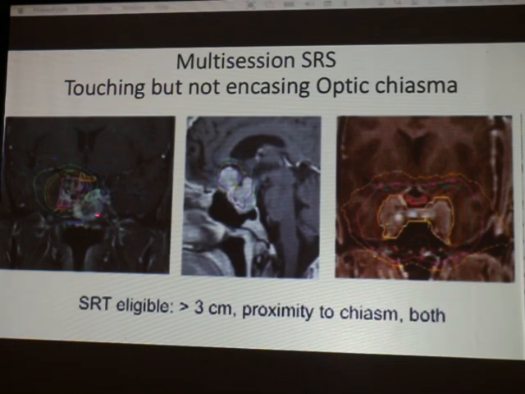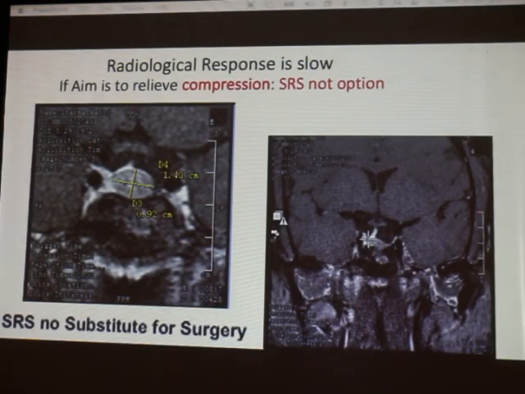So if the tumor is touching the optic chiasm, I have already told you that SRS is not an option. You might have to fractionate, maybe 5 fractions or maybe 25 fractions of radiation you need. And the important point to remember: if there is a compression of the optic nerve or there is a compression symptom, then radiosurgery is not going to relieve your symptom immediately. It takes time to act. So if the patient has compression symptoms, then surgery is the standard of choice.